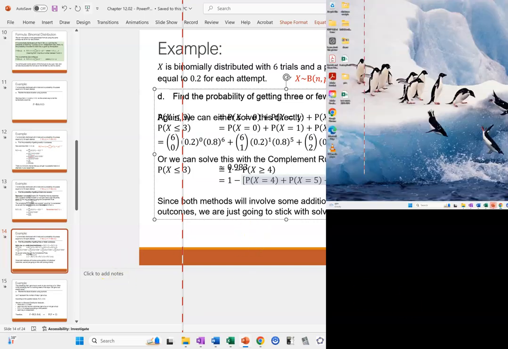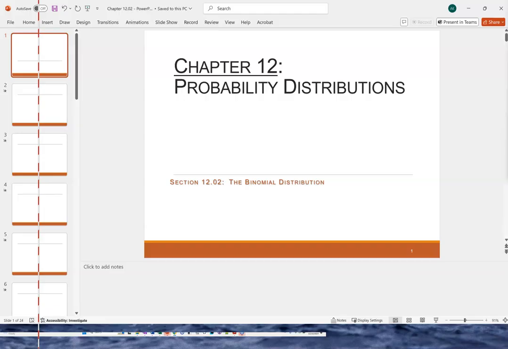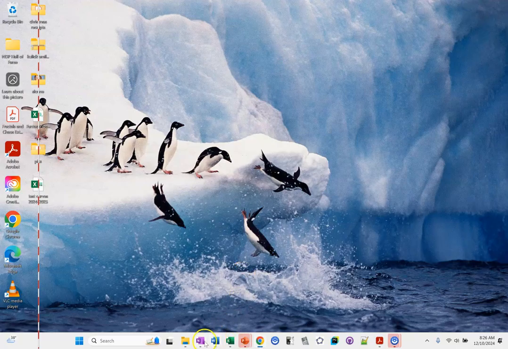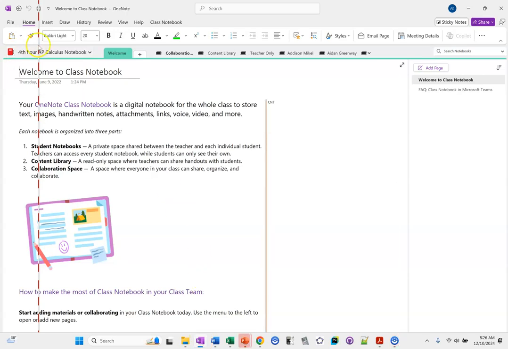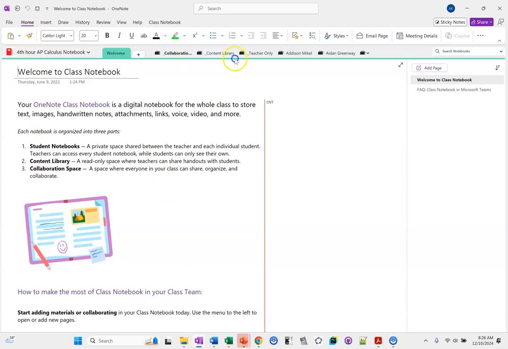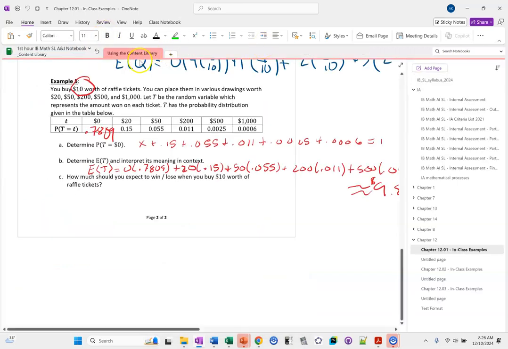So that's it for section 2. Let's run through some of these in-class examples here. Find what I'm looking for here.